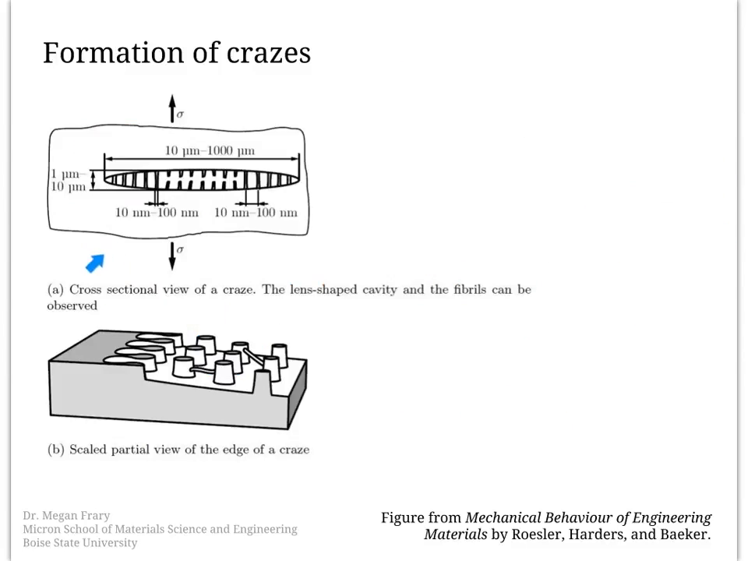This top figure here shows the cross-sectional view of the craze. They have a thickness of between about 1 to 10 microns in the material. The overall diameter of the craze is on the order of 10 to 1,000 microns, so up to a millimeter. And they're bridged by the fibrils that we just talked about. So these fibrils are making the bridge, and the fibrils themselves are on the order of 10 to 100 nanometers, maybe, and are spaced at a similar spacing, so 10 to 100 nanometers, depending on how the cavities formed.